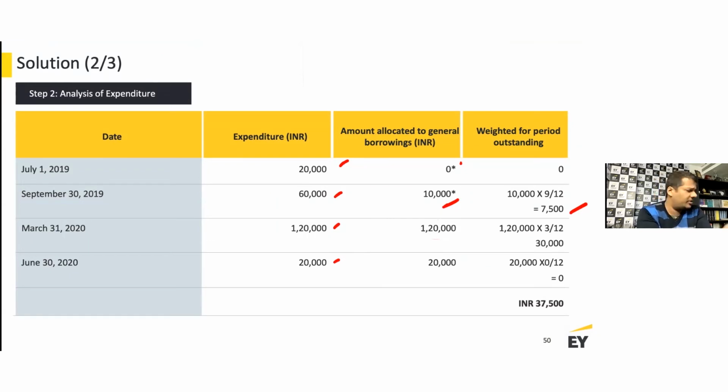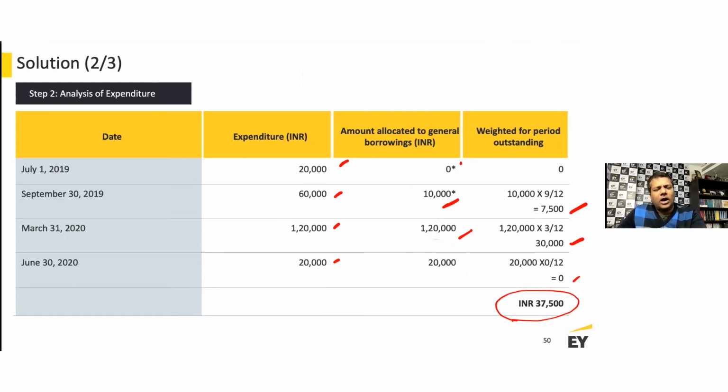We'll get to the rate of interest in a while. Similarly, here the entire 1,20,000, so we apply the period for which this is weighted, which gives 30,000. And then this 20,000 is 0. So effectively 37,500 is the weighted average drawn from the general borrowing pool.